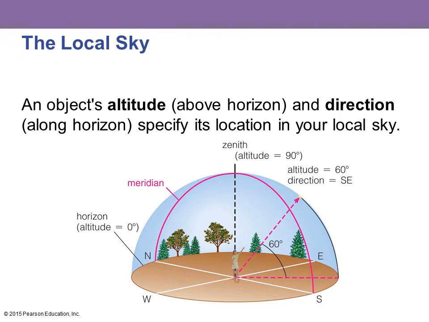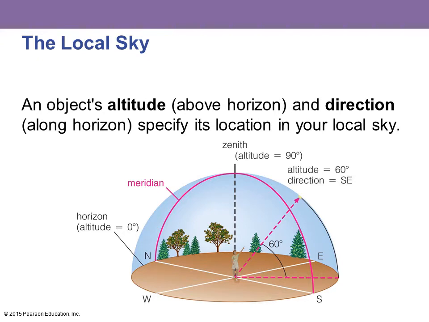In our sky, we can identify objects by noting the object's altitude, in other words, how many degrees it is from the horizon, and the direction along the horizon, that being some sort of compass direction. The point directly above us is called the zenith. That would be an altitude of 90 degrees. And of course the horizon is 0 degrees.